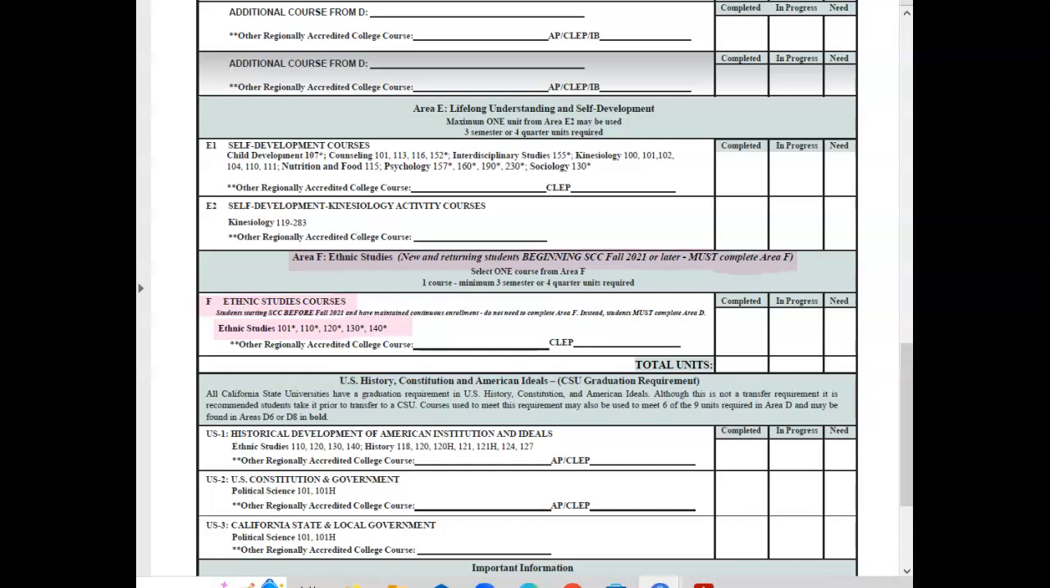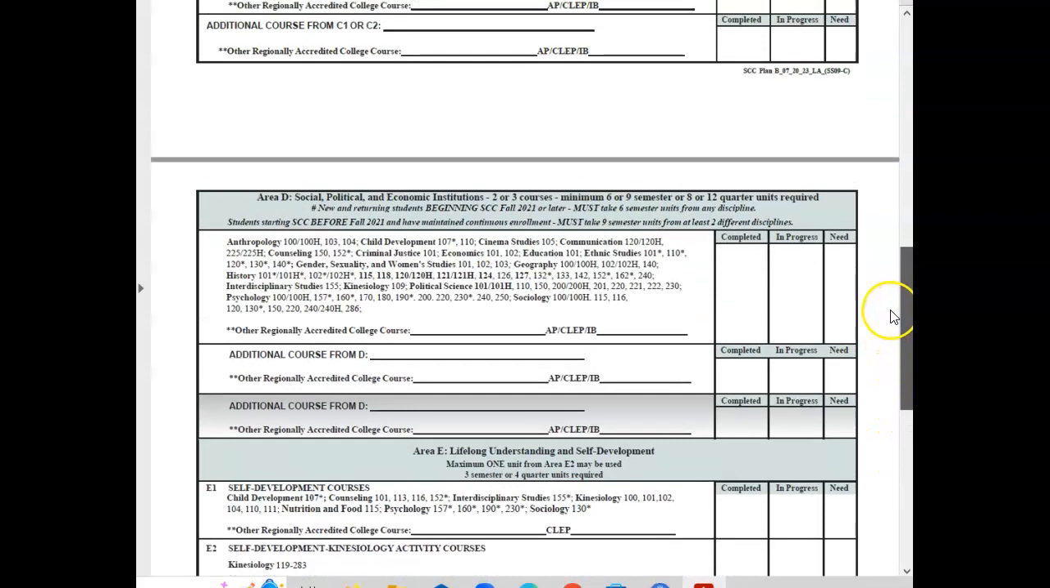Okay, so if you remember this, Ethnic Studies 101, 110, 120, 130, 140, that particular class matches the classes for Area D under Ethnic Studies 101, 110, 120, 130, 140. So that is your third course. Okay, so you need to pick 2 classes plus the Ethnic Studies requirements for a total of 3 classes.